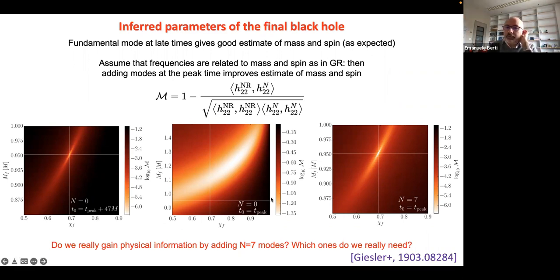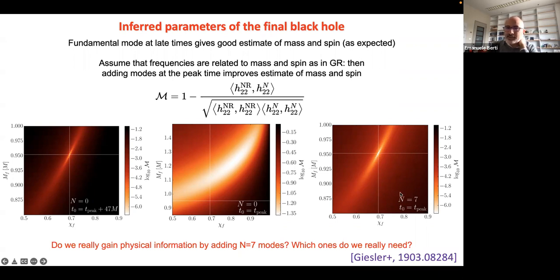Then they say, if you fit with only the fundamental mode at the peak, your good fit doesn't even cross the right value. You should include the overtones. I agree with them on this. And in fact, they add 7 overtones and they say, look, now at the peak, I get the right value of the mass and the spin. Now the question is, did you really need to add 7, right?